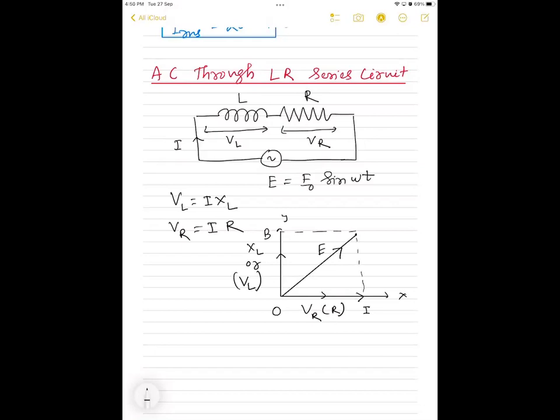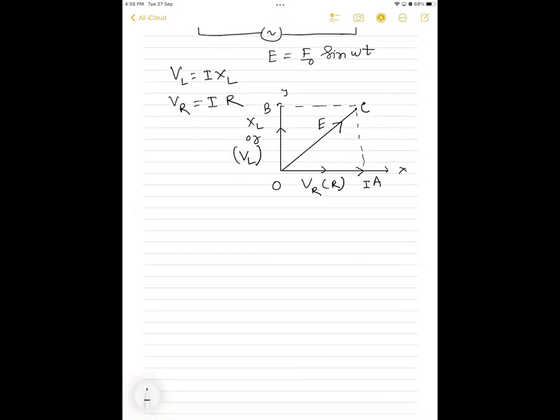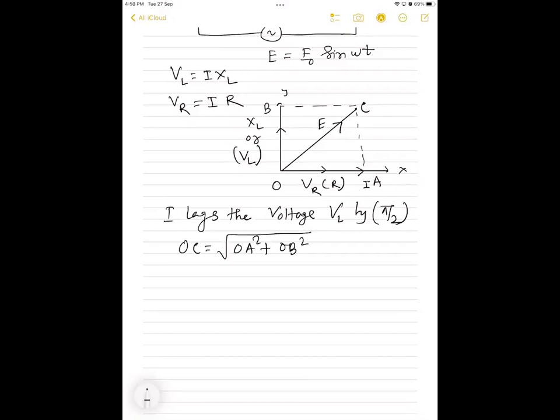If we are taking this one as B and this one as O and this one as A, right? As we find resultant OC, O to C, let this one. तो यहाँ पर क्या होता है? I lags the voltage VL by pi by 2, correct? Then OC can be written as what? OA का square plus OB का square का root over, correct? That is VR square plus VL square root over, correct?